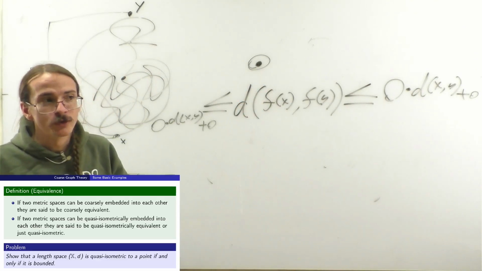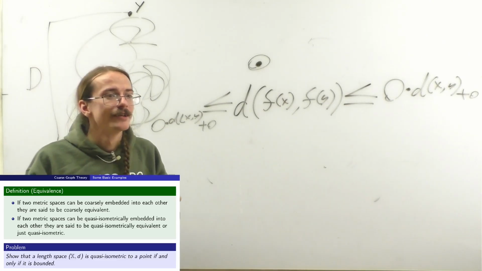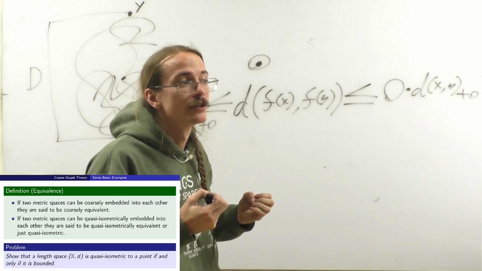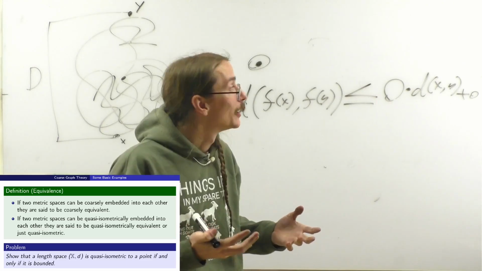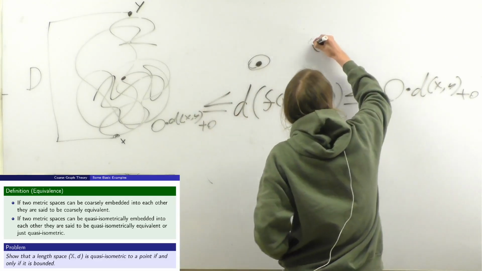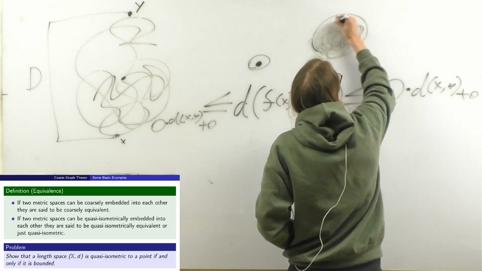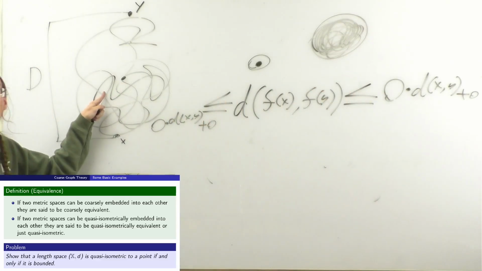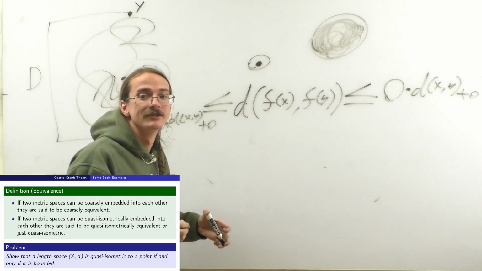And that brings me to my favorite joke. Because now you might be asking me, this is really cool and all, but what's the point? Well, that's a point. That's a point. And this thing over here is a really, really big point. And this is just a mess. And all of them are quasi-isometric because they are bounded. And that is the point.